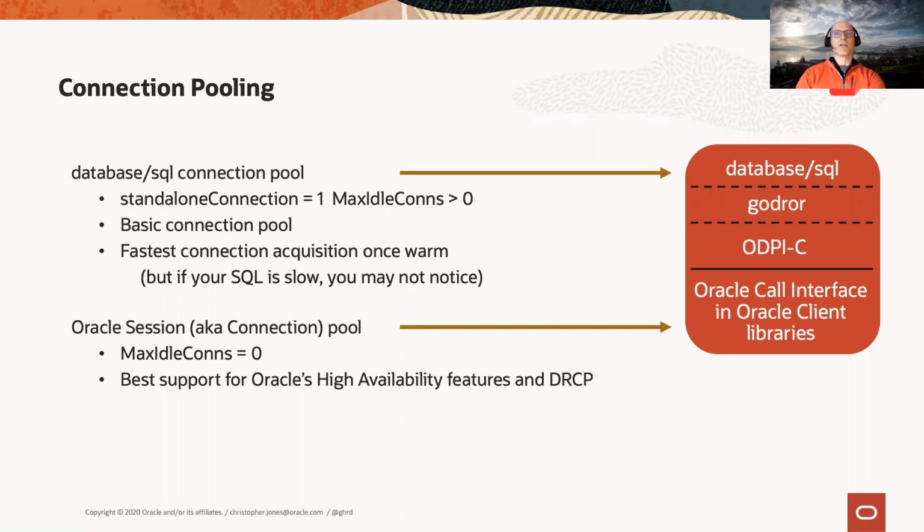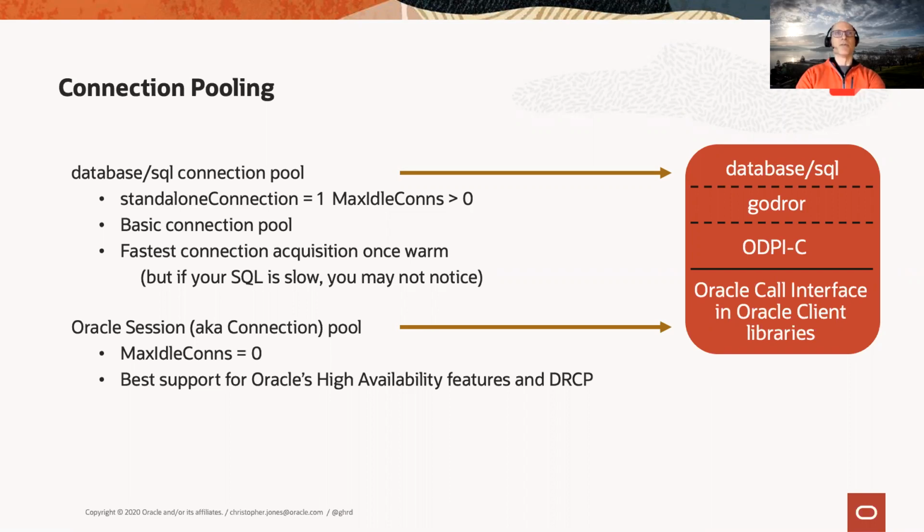Then Oracle has its own session pool. That's called session because the word connection was used for some previous incarnation, an older version. Nowadays, everybody uses the session pool. It has the best support for those high availability features. And as I mentioned, that other kind of connection pooling, I won't go into the DRCP, the database side connection pooling for high-end users.